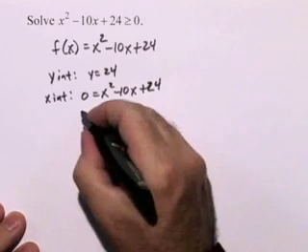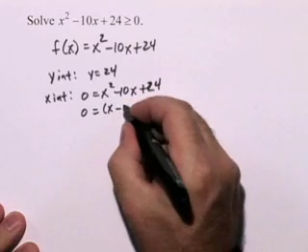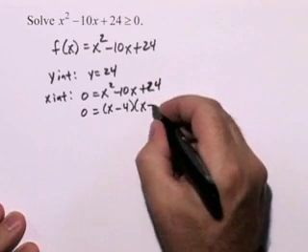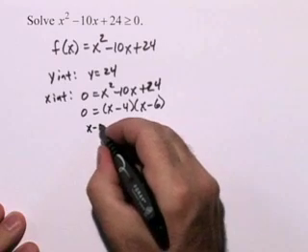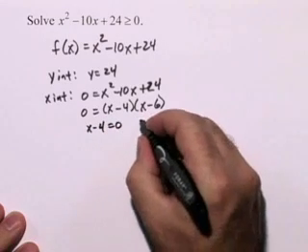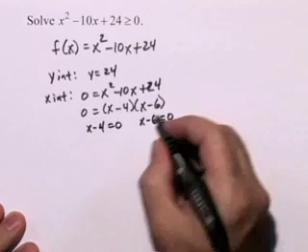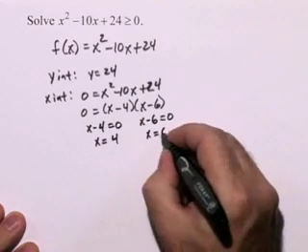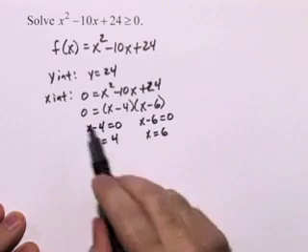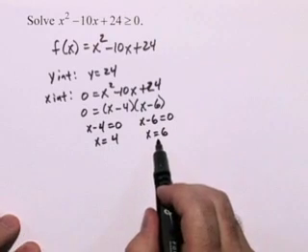We'll solve this by factoring. We'll get x minus 4 times x minus 6. Set each of these factors equal to 0 and solve. And we'll get x is equal to 4 and x is equal to 6. So we have two x-intercepts, 4 and 6.